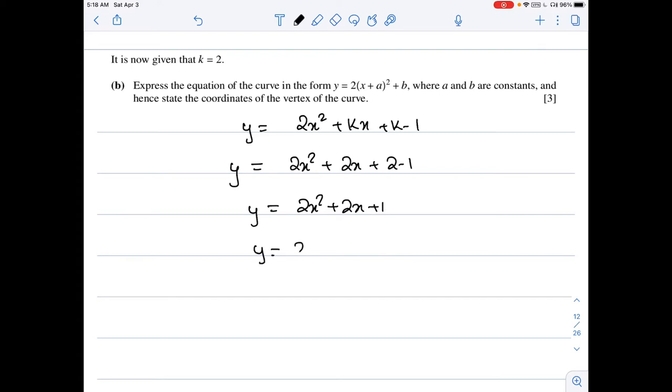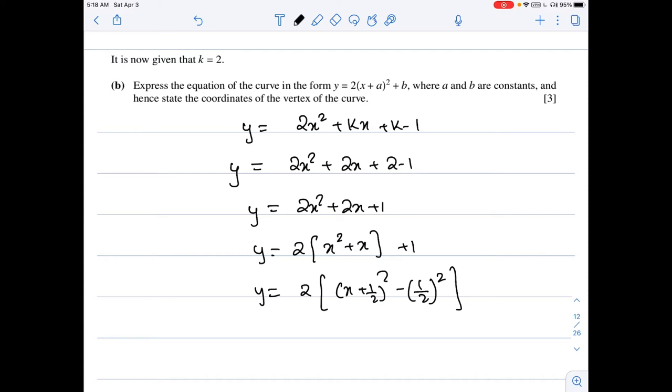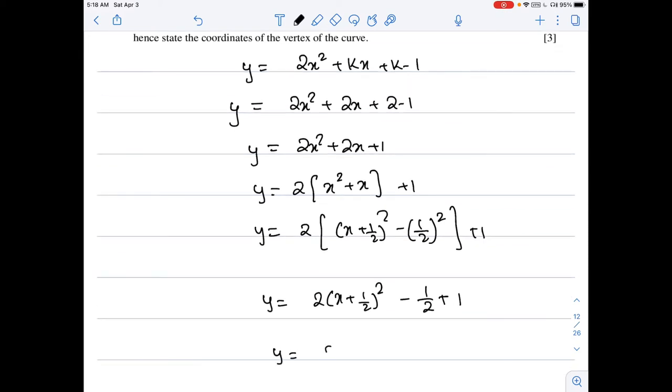So I have to take the 2 common and complete the square for this: x square plus x plus 1. So it becomes y is equal to 2 times (x plus 1 upon 2) whole square minus (1 upon 2) whole square plus 1. So it becomes y is equal to 2 times (x plus 1 upon 2) whole square minus 2 times 1 upon 4, which is 1 upon 2, plus 1. So that becomes y is equal to 2 times (x plus 1 upon 2) whole square plus 1 upon 2. That's going to be the answer.